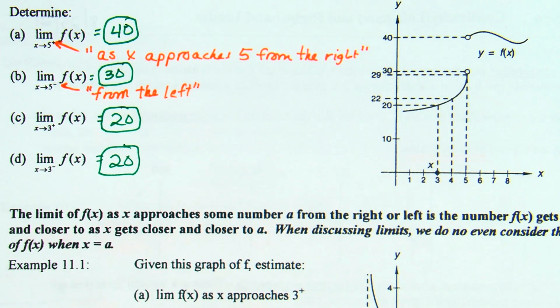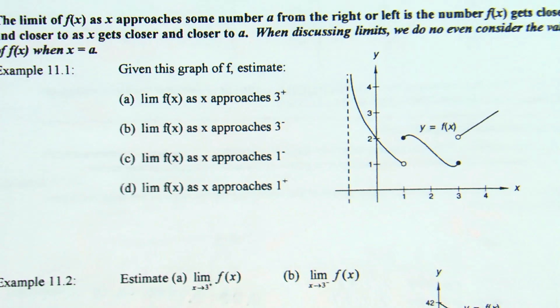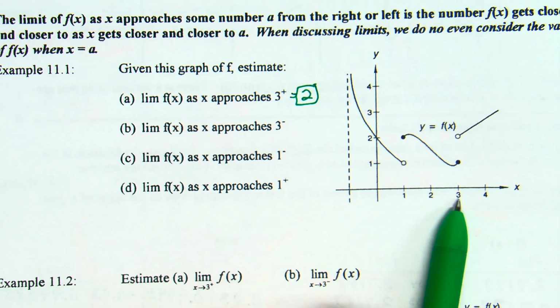Okay, so A, the limit of f of x as x approaches 3 positively. So from the positive side. What do we think here? 2? You guys okay with that? So as we approach, here's 3, and we're coming from the right, which means we're coming from this upper graph, and it goes to that open circle there at 2.